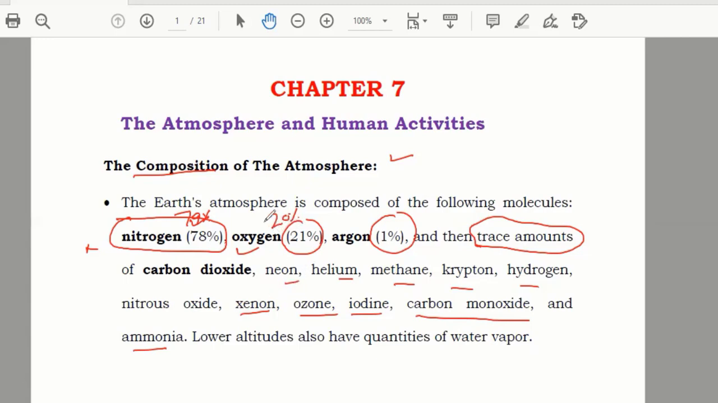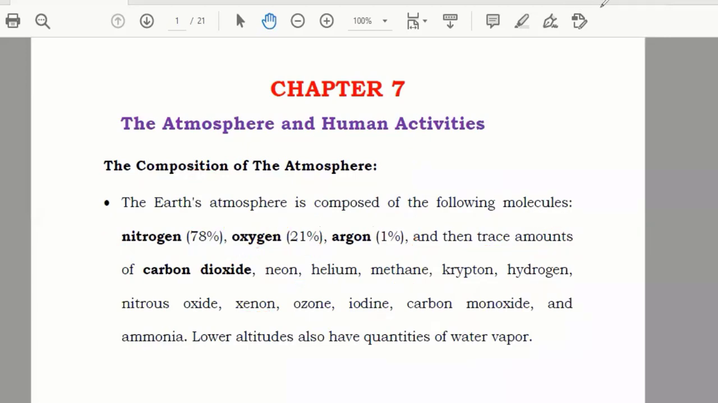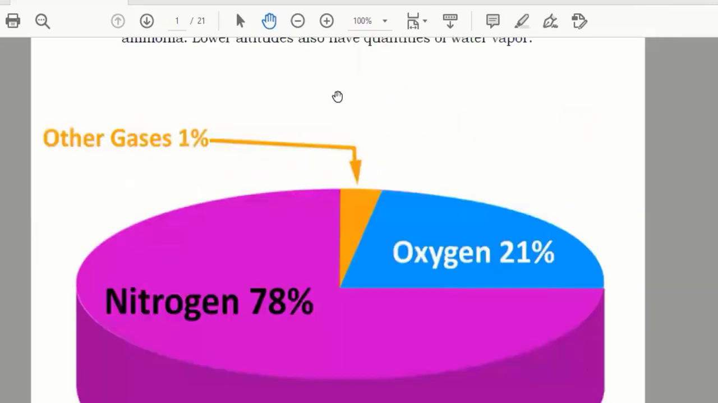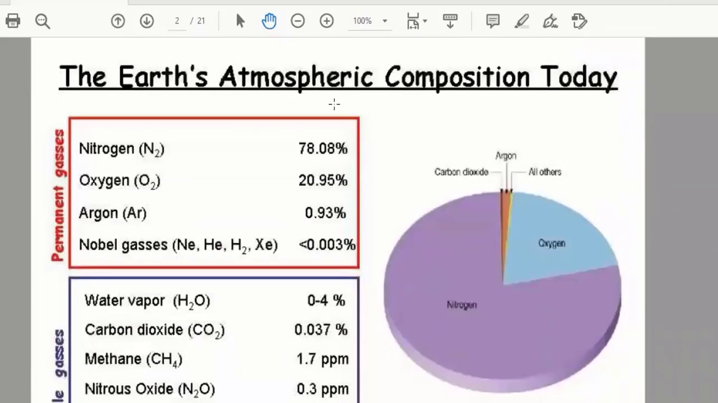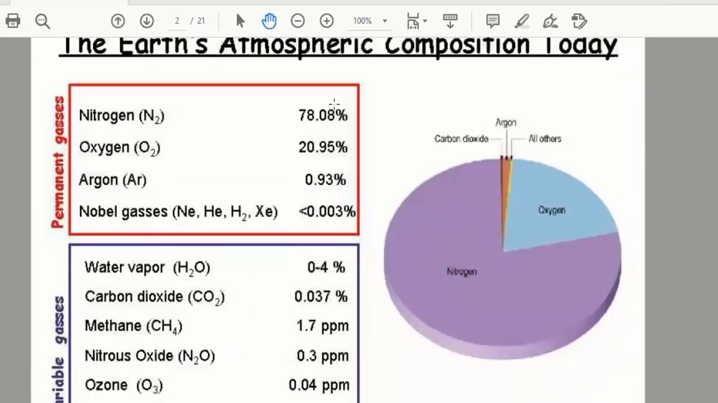Now if you want to draw it in the form of a pie chart, you can draw it in this way. Here you can see that 78% is nitrogen, 21% oxygen, and this 1% is other gases. Now we'll see more detail of that 1%. You can divide that 1% in this part. Here are the permanent gases: nitrogen, oxygen, argon and noble gases are the permanent gases which are always in the atmosphere.